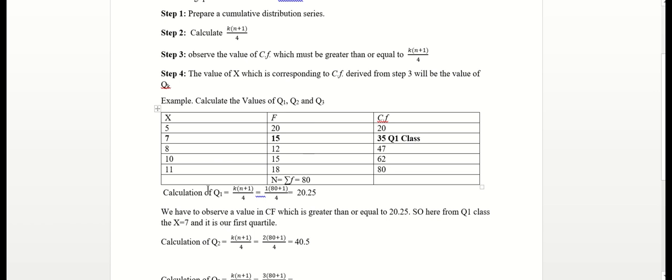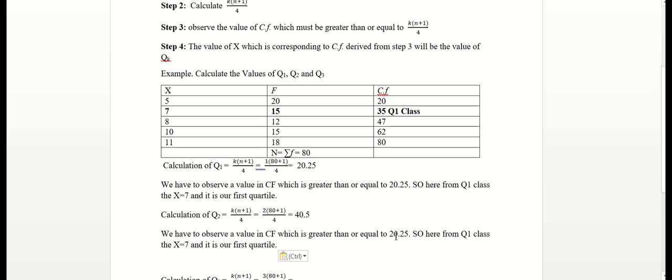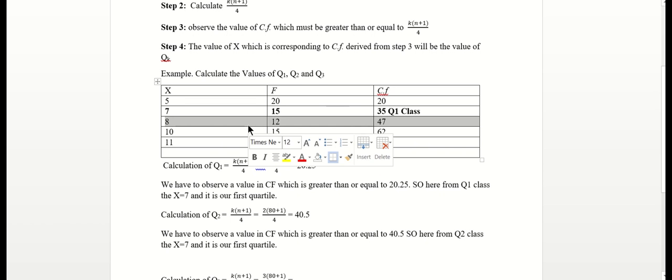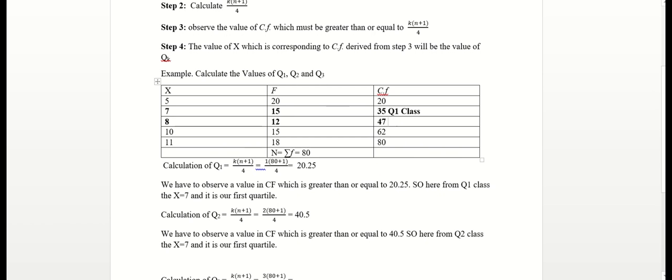Now again we have to find a value which is greater than or equal to 40.5 so that we can calculate Q2. So here Q2 is, which value is greater than 40.5? This 47. So this is your Q2 class. So the answer is 8. From Q2 class we will pick X. So here the answer for Q2 is 8. This is our median also.